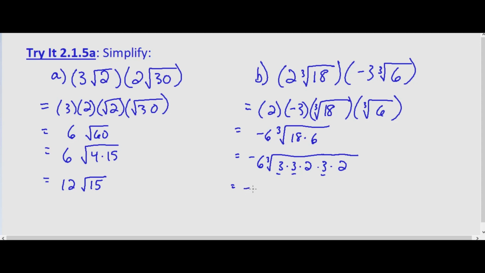So we can rewrite this as negative 6 times the cube root of 3 cubed times 2 squared. That equals, the cube root of 3 cubed is just 3. So this ends up being negative 6 times 3 times the cube root of 2 squared is 4. And negative 6 times 3 is negative 18 times the cube root of 4.